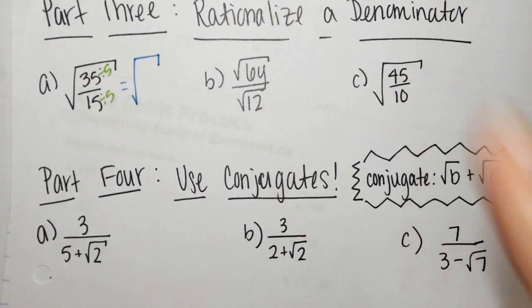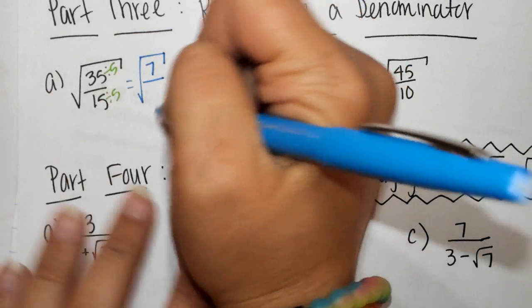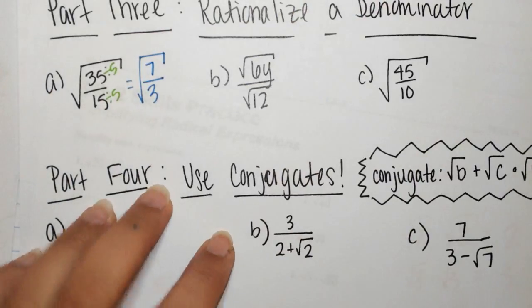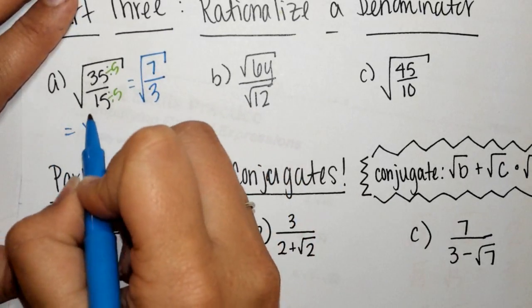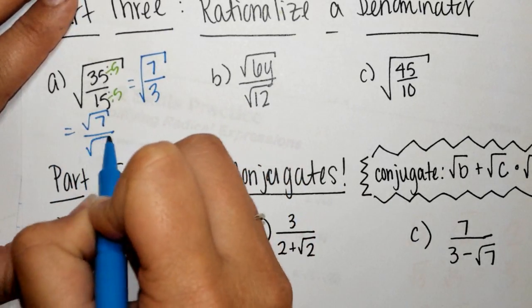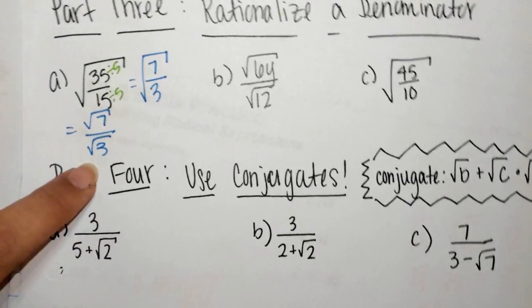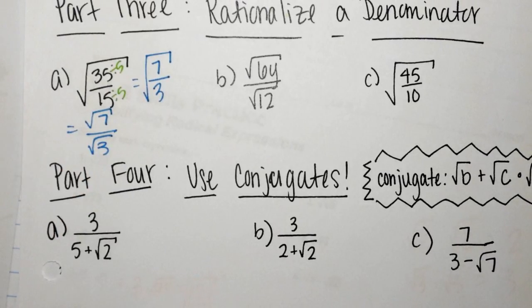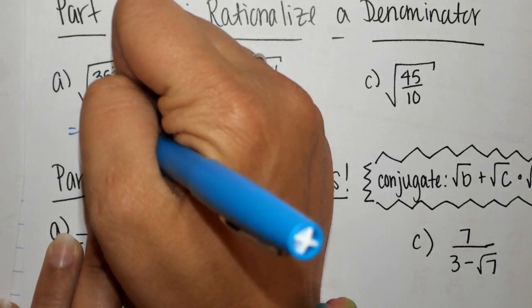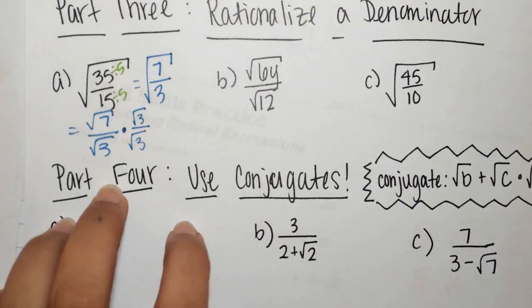5 goes into 35 7 times. 5 goes into 15 3 times. Now, this is the same thing as saying the square root of 7 divided by the square root of 3. We cannot have the square root in the denominator. So to get rid of it, to rationalize, you're going to multiply the bottom and the top by the square root of 3.